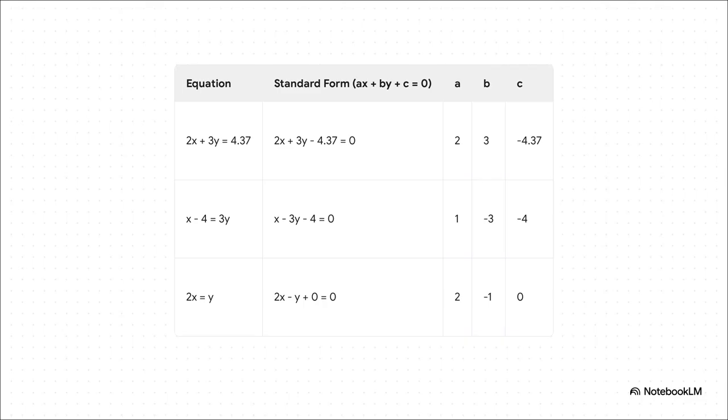Okay, time to practice. Look at the first row. We have 2x plus 3y equals 4.37. To get our standard form, we just need to bring everything to one side. So we move 4.37 to the left, and it becomes negative. That means a is 2, b is 3, and c is negative 4.37. Easy, right? Now, the second one, we move the 3y over, so it becomes x minus 3y minus 4 equals 0. So what's a? It's 1. b is negative 3, and c is negative 4. Perfect. And the last one, 2x equals y becomes 2x minus y equals 0. Here, a is 2, b is negative 1, and since there's no constant term, c is just 0.